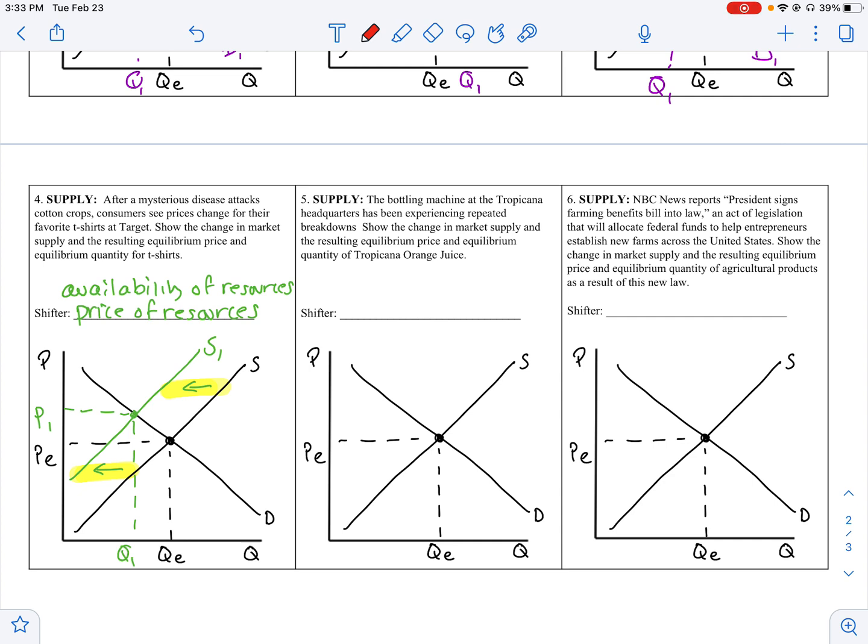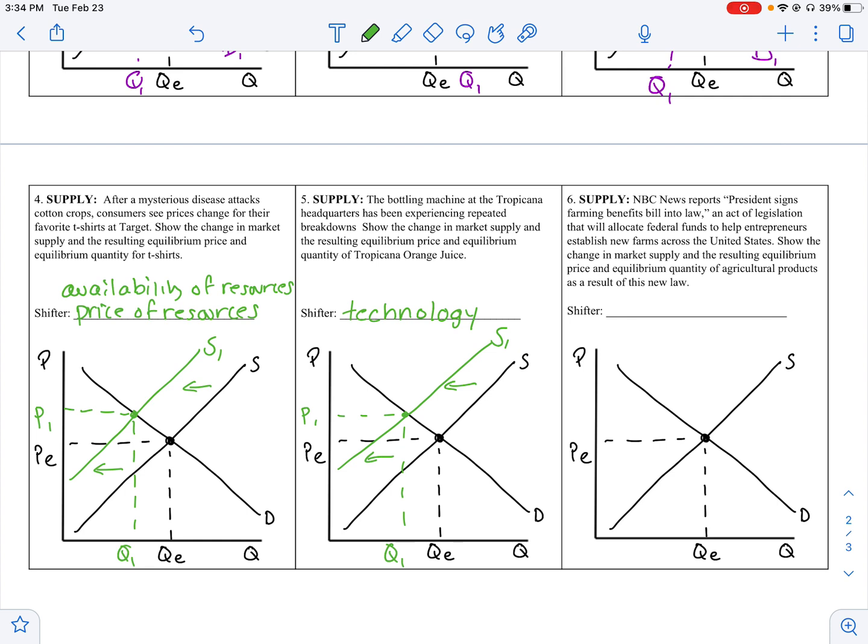Okay, so the next thing is the supply of the Tropicana orange juice. So the bottling machine has been breaking down a lot, and this is problematic for supply because they won't be able to make as many. So very similar to what we just did in the previous question, we're going to shift that supply to the left. And the shifter is technology. And I chose to do an example of technology hindering the supply, but also I'm sure you can imagine where technology would improve production and we could produce more.